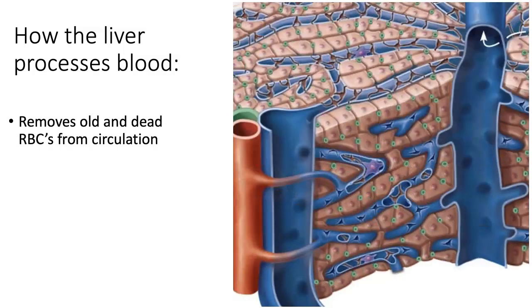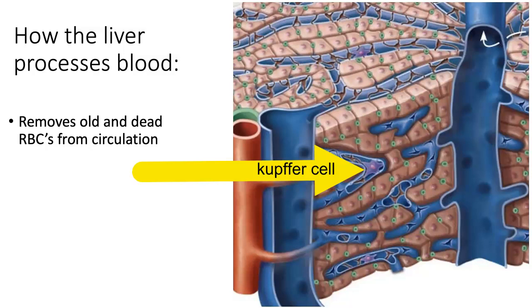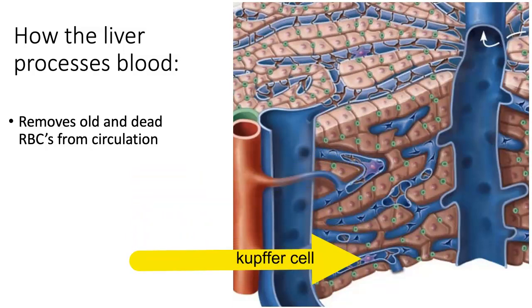Another job that we know the liver does is the liver removes dead and damaged red blood cells from the circulation. There are specialized macrophages that live in the liver. They're called Kupffer cells. They're a type of hepatic cell, so to speak, although they're derived from a white blood cell. And as the blood flows through the hepatic sinusoids, any dead or damaged red blood cell is phagocytized by the Kupffer cell and taken out of circulation.